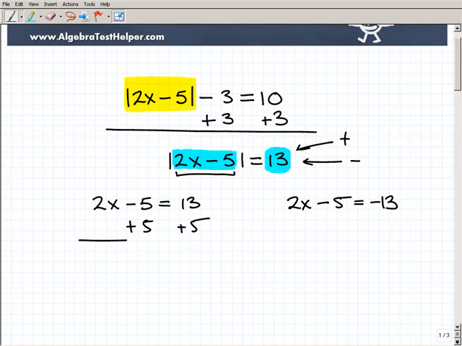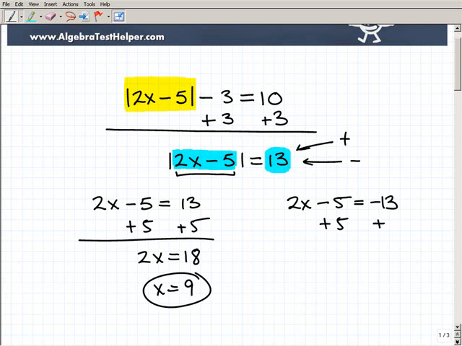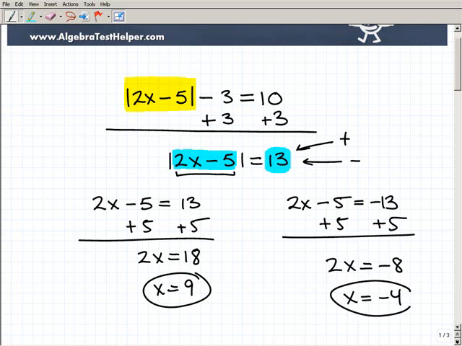I'm going to add 5 to both sides of the equation. I get 2x is equal to 18, or x is equal to 9, because that's one of my solutions. And then here, I'm going to add 5 to both sides of the equation. And I get 2x is equal to negative 8, or x is equal to negative 4. Okay, so those are my two solutions, x equals 9 and x equals negative 4.